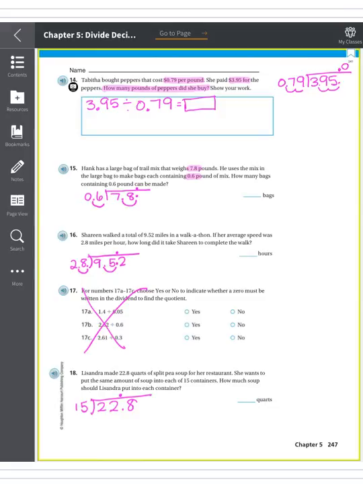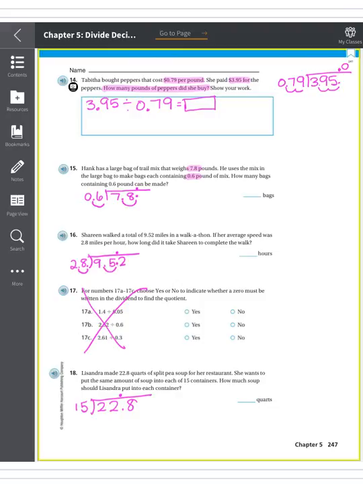Okay, number 16, Shireen walked a total of 9.52 miles in a walkathon. If her average speed was 2.8 miles per hour, how long did it take Shireen to complete the walk? So we know the total, and we're going to figure out how long it took her. So we're going to divide again. We're going to take 2.8, and remember you have to get rid of the decimal place in this number. So if you move it over once, you're going to have to move it over once here.